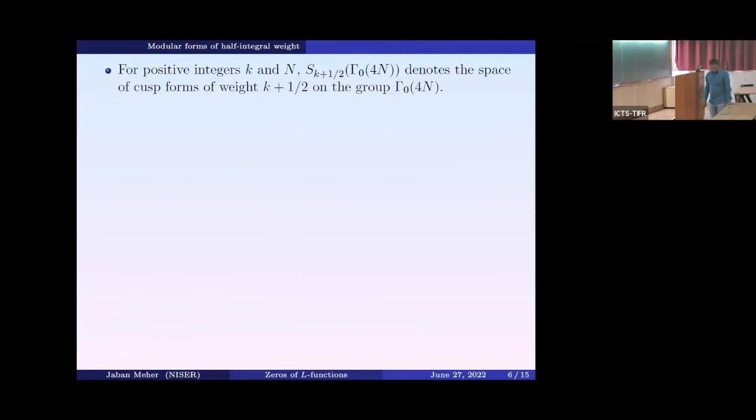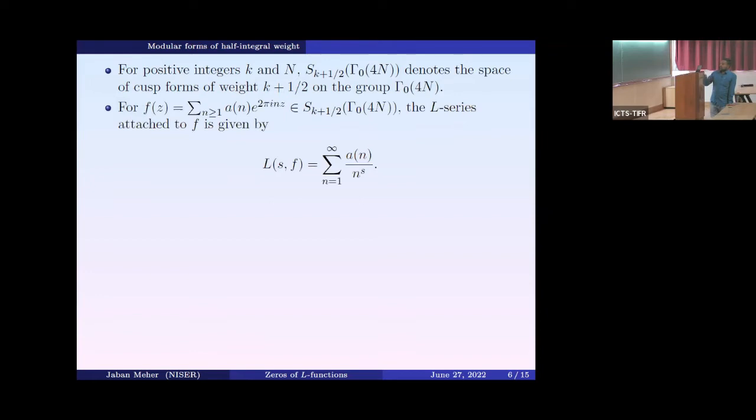Okay, so now I come to the half integral weight case. I'm not giving any definitions, etc. But suppose we consider this space S_{k+1/2}, k an integer, of level 4N. This is the space of cusp forms of weight k plus half on the group Gamma_0(4N). Note that whenever we consider half integral weight modular forms, the level should always be divisible by 4, because we know the theory only in this case. That is why I have taken 4N.